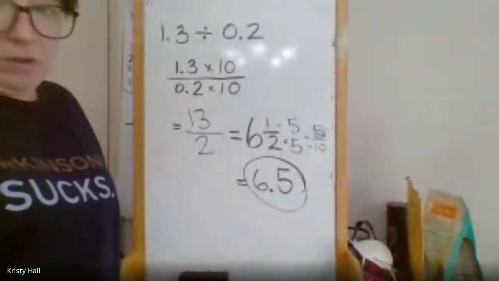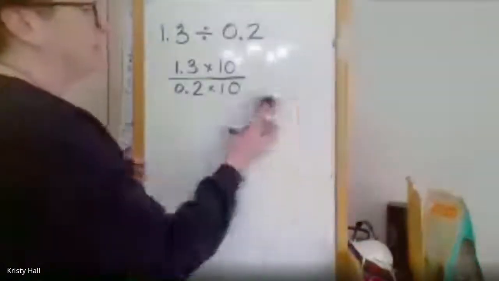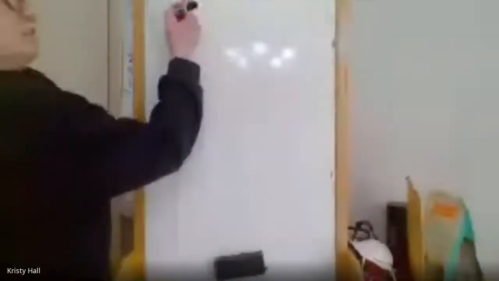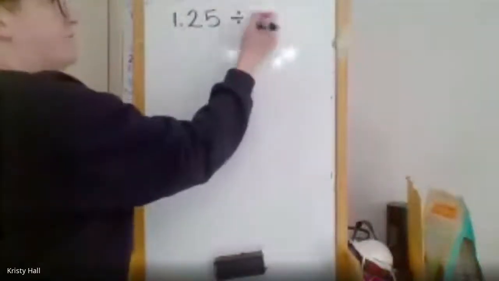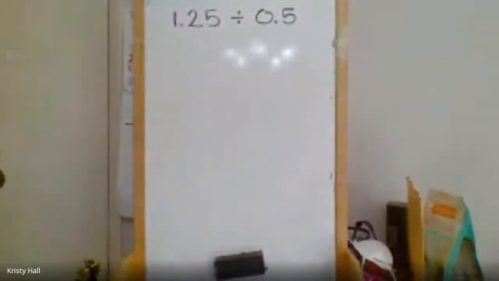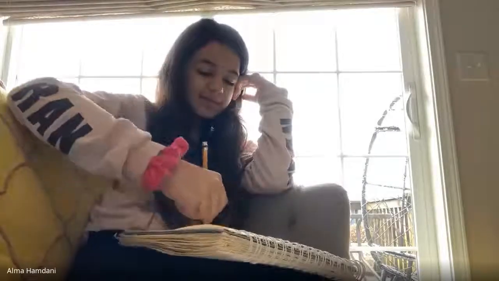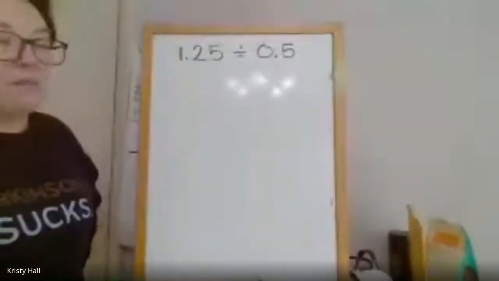Anybody want me to do another one of those? They're shaking their heads no, but I feel like we should do another one of those. I agree. Let's do it. We need the practice for 6th grade. 1 and 2/500 divided by 5/10. Sorry. So 1 and 2/500 divided by 5/10.